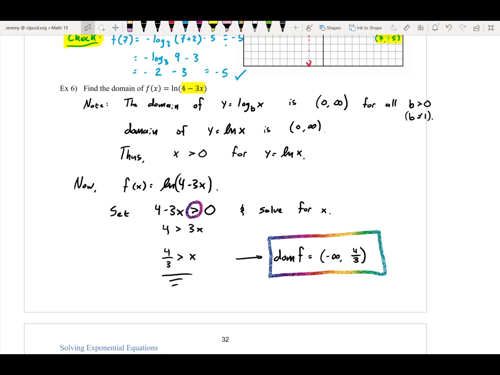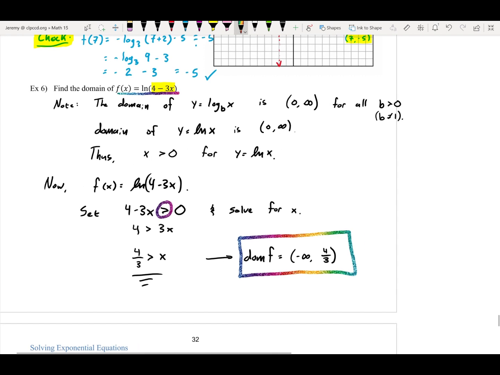Okay, and I want to give you a way that you could check your work for this problem. If you graph this function on your graphing calculator, you can type it in because we actually have a natural log button on our calculator. You'll graph it, and you will get a graph that looks something like this. This is going to be a very rough sketch.